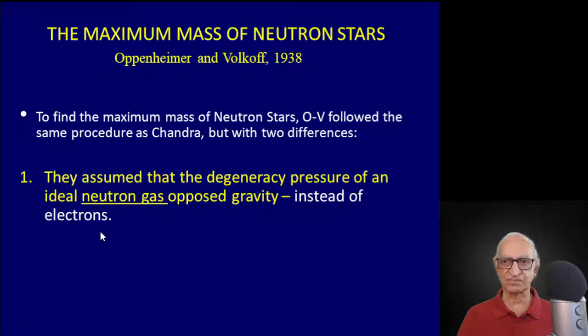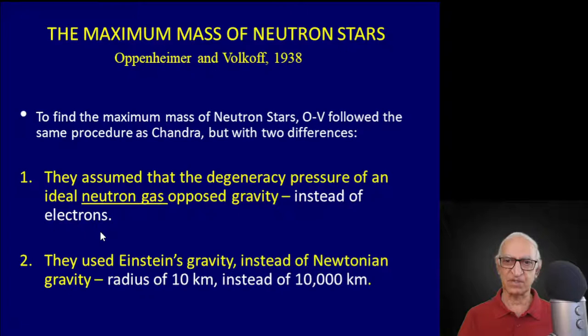And they said, we will calculate this pressure using the formula that Chandrasekhar had derived earlier, 8 years earlier, for degenerate electron gas. There is essentially no difference between a degenerate electron gas and a degenerate neutron gas, except for the mass of the elementary particle, which can be taken into account very easily. The second difference is the following.